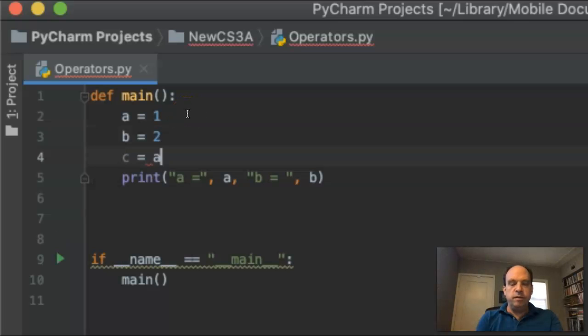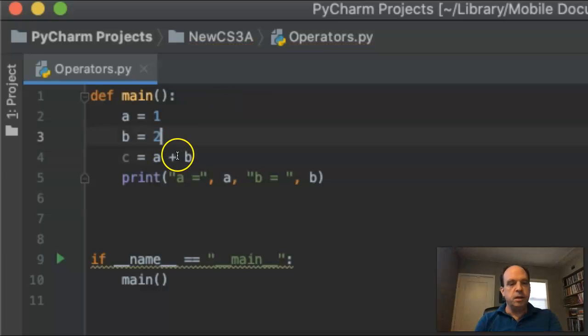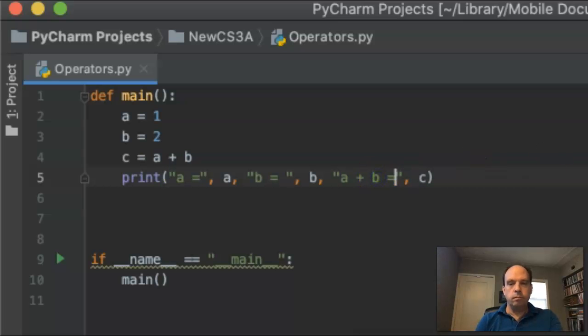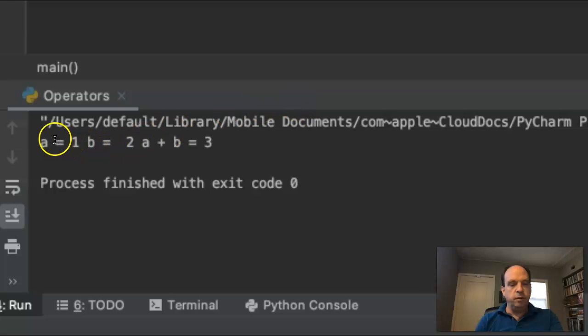Binary operators use the value of two numbers to create a third result. The addition operator plus is a binary operator. It takes the value of the number on the left side of the plus and the value of the number on the right side and adds them together in the usual way. We can see this if we print out a equals 1, b equals 2, and a plus b equals 3.